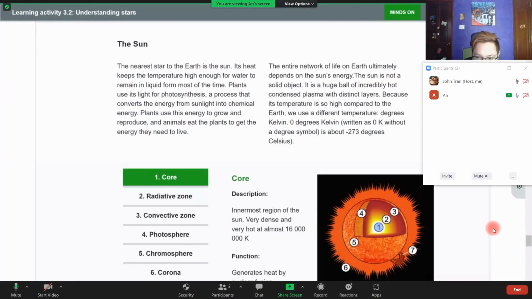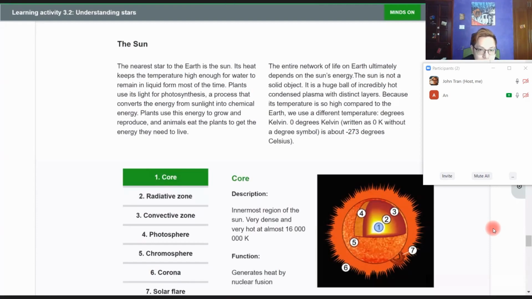Okay, so what we have here, the sun. The nearest star to the Earth is the sun. It keeps the temperature high enough for water to remain in liquid form most of the time. Plants use light for photosynthesis, a process that converts photons into energy. Synthesis is to produce something. So photosynthesis means a process to produce things with the effect of sunlight.